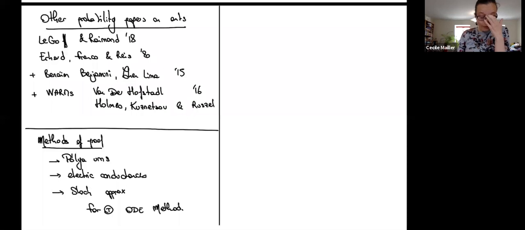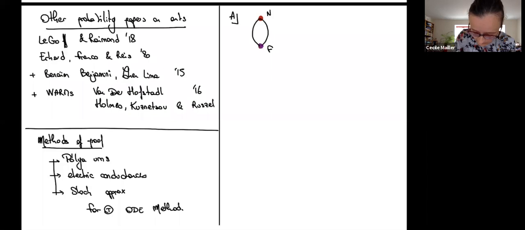I would like to go through two very simple examples of graphs. These two very simple examples are going to hopefully make it clear why these three methods are going to be useful for this problem. The first very simple example is going to sound a bit silly: I'm just going to take my nodes N and F. So this is N and this is F. And I'm just going to put two edges between them.